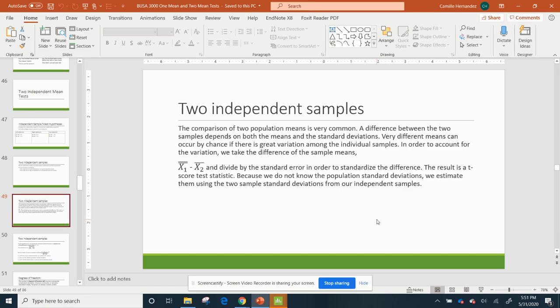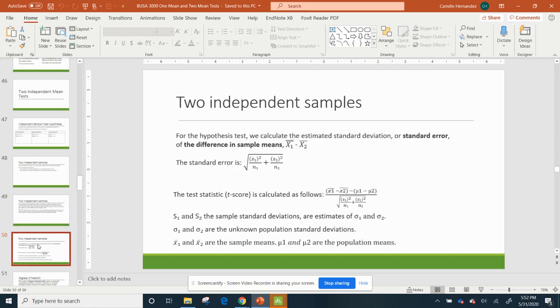Because we don't know the population standard deviations, we have to estimate them using the two sample standard deviations from our independent samples. Again, we're not doing two sample z-tests. That's when you might know your population standard deviation. Here we're not. So here is the standard error, which is the estimated standard deviation of the difference between the two sample means. We're not going to do this by hand, so don't worry about it. It will be given to you, but we're really not going to stress about it now.